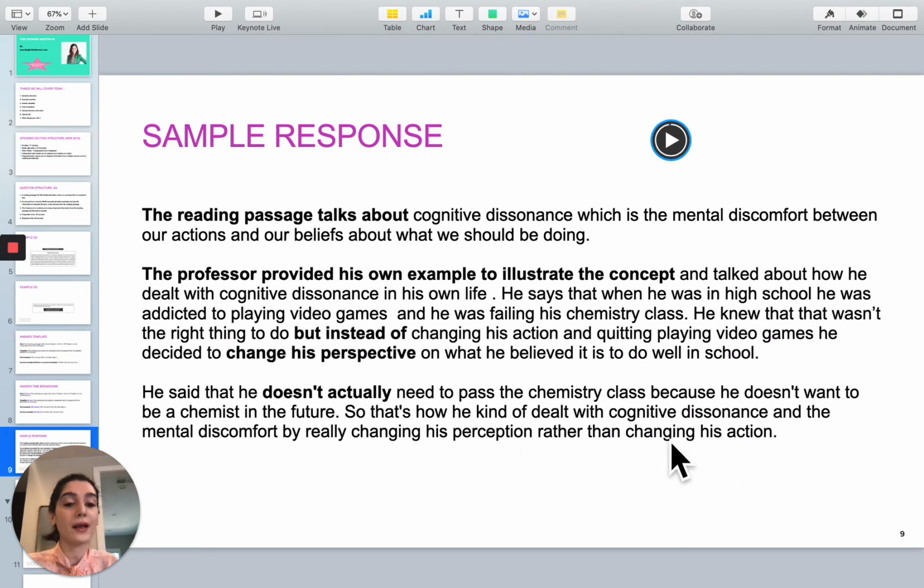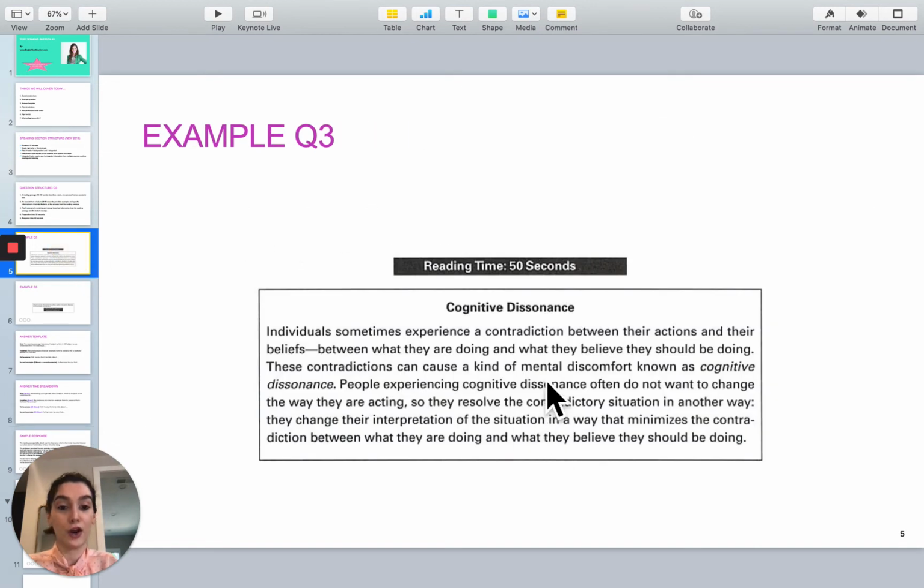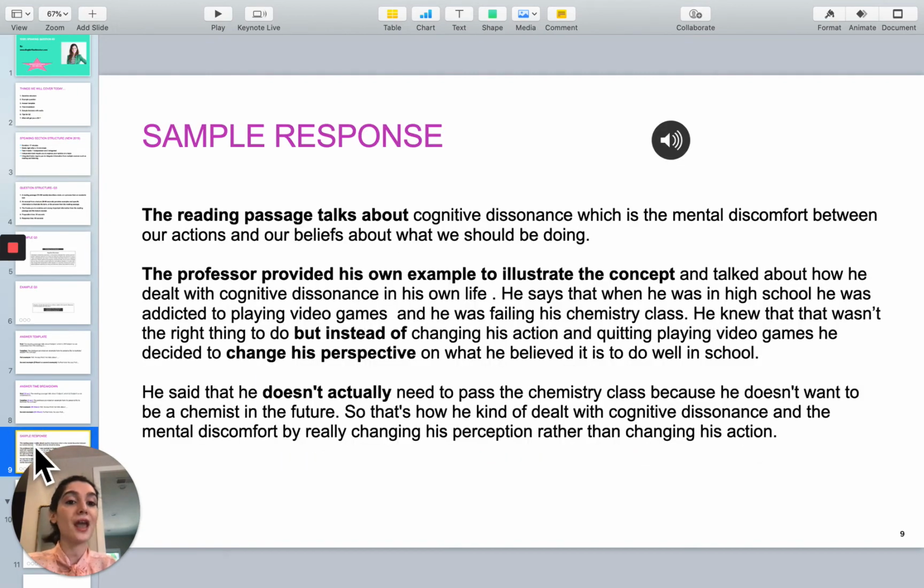So this is how I combine this with what we read here. We read here that people change their perception rather than changing their action. People experiencing cognitive dissonance do not want to change the way they are acting. And that's how the professor also didn't want to quit playing video games, but rather he said, "I don't need the chemistry class." So it's my job to make sure that the grader understands that I understood how the reading and the listening were linked together.